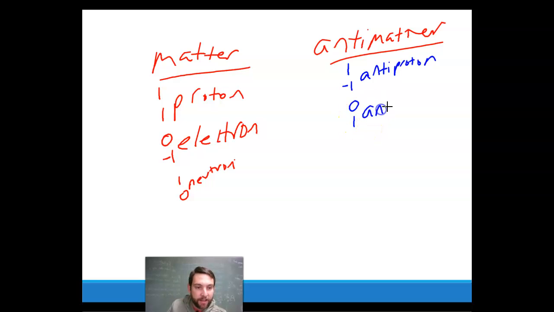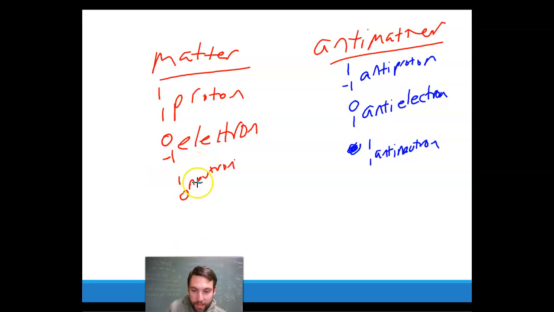This is an anti-electron. Is an anti-electron the same thing as a proton? No. Proton has a mass of 1. This has a mass of 0. It's not the same particle. It's the same particle as an electron, but the charge is different. Neutron. The mass is still going to be 1. The charge would be 0. So an anti-neutron, if you want. And you can do this for any of the particles. These are the 3 that we know right now.